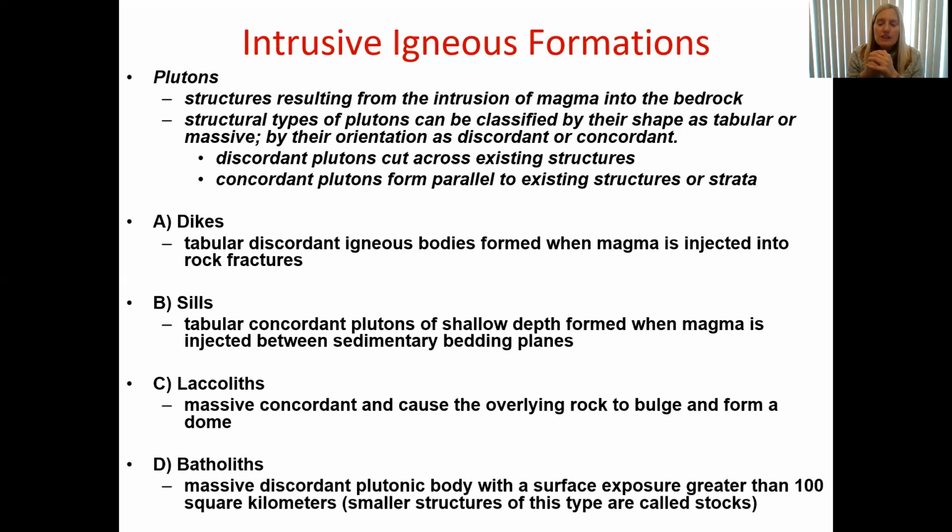And then a batholith is also massive, very massive. We'll see that in our picture as well. It will be discordant. It is not going to stay within those layers. It's going to be able to cut across those layers. If we have a smaller batholith, then we call that a stock.